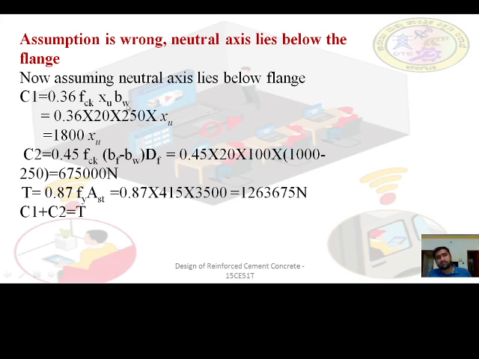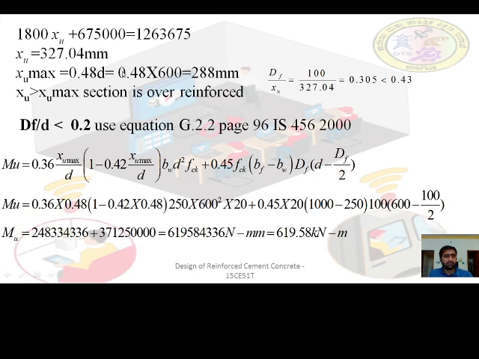Using the formula, if I calculate the C1, it works out to be 1800 XU. C2, if I calculate this one, it will come to 6750 Newton. Tension force, we will get this one. So actually I will calculate XU. This XU value works out to be 327.04 mm. So XU is greater than the depth of the flange. Since it is greater than the depth of the flange, we will proceed to step number 3.